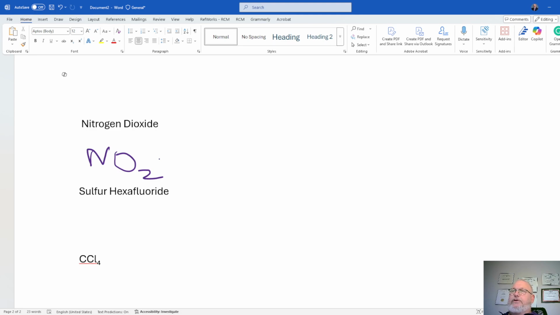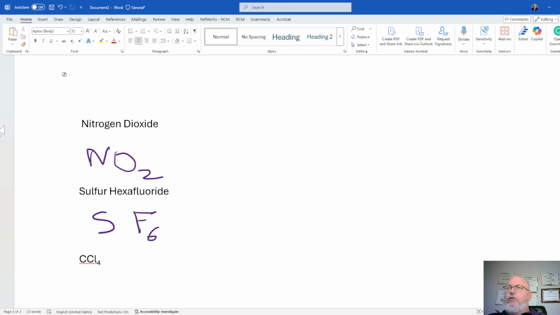Let's look at the next one. Sulfur does not say di or tri, it says sulfur. So that means there's only one sulfur, S. Hexa, 6. Fluoride, F. SF6. These are much easier.